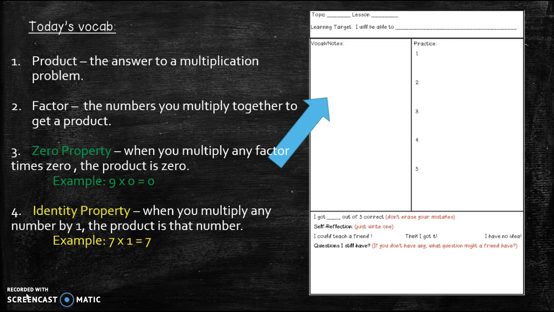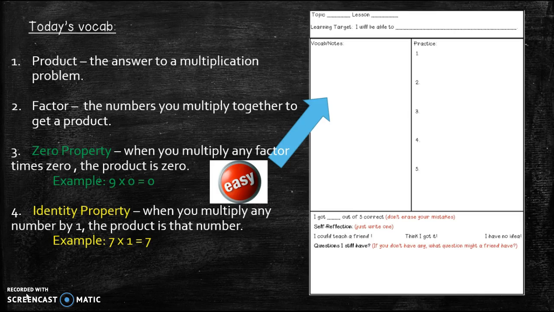Number 1, product. The product is the answer to a multiplication problem. Number 2, factor. The numbers you multiply together to get a product. Number 3, the zero property. When you multiply any factor times 0, the product is 0. For example, 9 times 0 is 0.